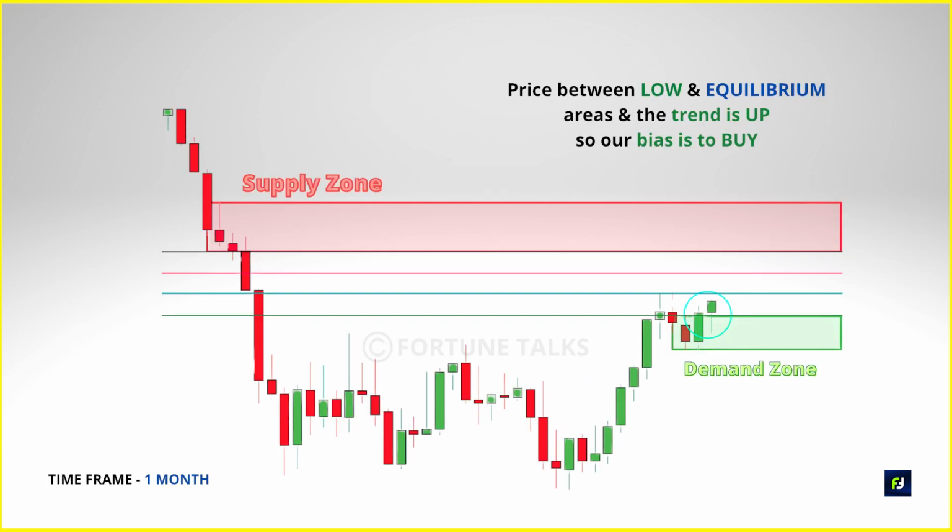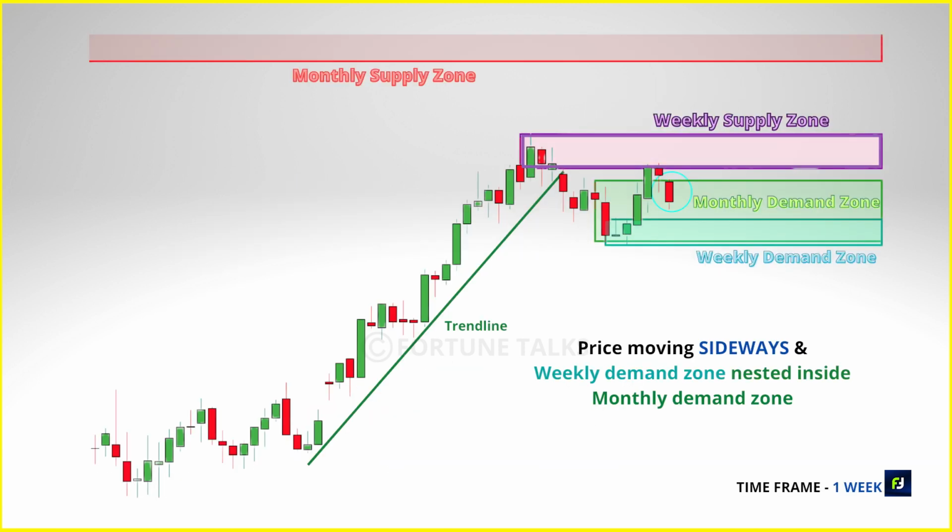Now in the chart, the current market price is located between the low and the equilibrium areas of the curve, which means that our bias is only to buy as long as the trend is up. But when we zoom in on the weekly chart, we can observe how the price broke the trend line and created a new supply zone. The price then moved down and created a new demand zone, which is actually nested inside the monthly demand zone.